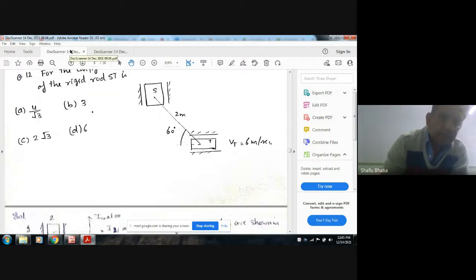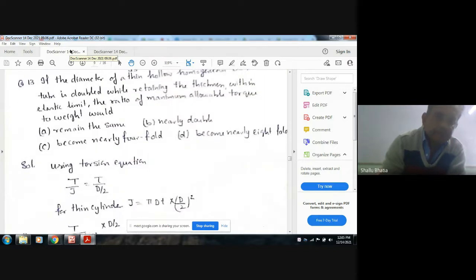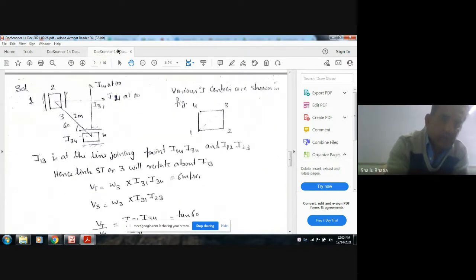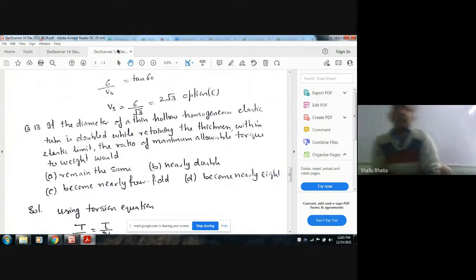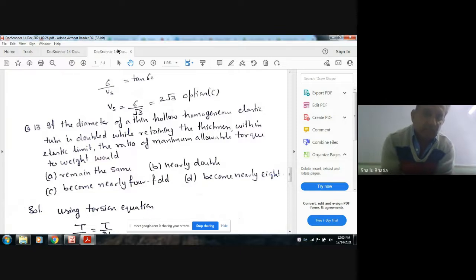Okay. Next, question number 13. If the diameter of a thin, hollow, homogeneous elastic tube is doubled while retaining the thickness, within elastic limit, the ratio of maximum allowable torque to weight would: Option A, remain the same. Option B, nearly double. Option C, become nearly fourfold. Option D, become nearly eightfold.